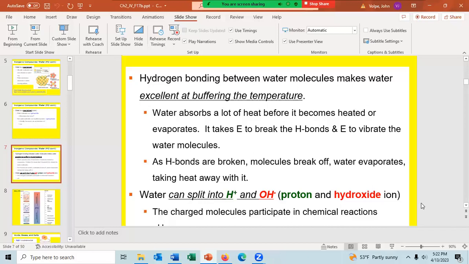What happens is water is very good at absorbing heat, and it can absorb heat in two different ways. All molecules can absorb heat. Heat is just one form of energy. All molecules can absorb energy or heat, and then the molecules, once they've absorbed the energy, will vibrate faster and move around much more. And that is actually a measure of the temperature.